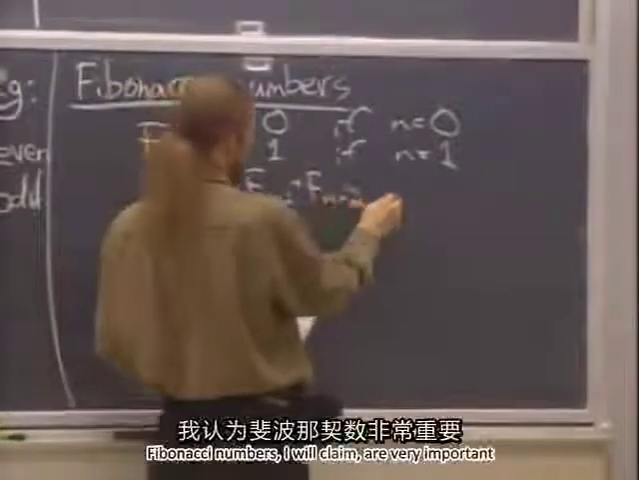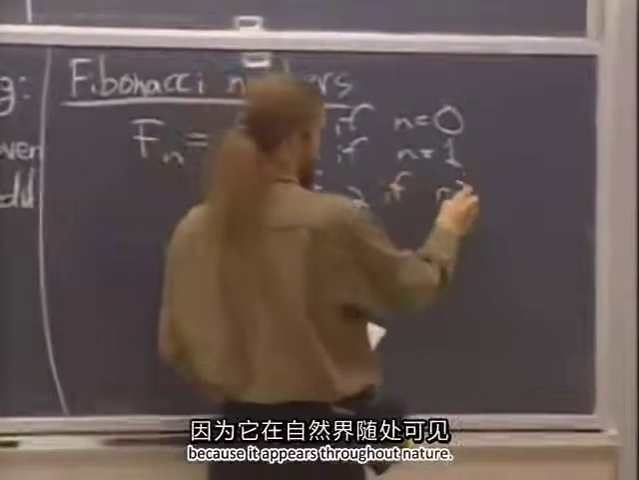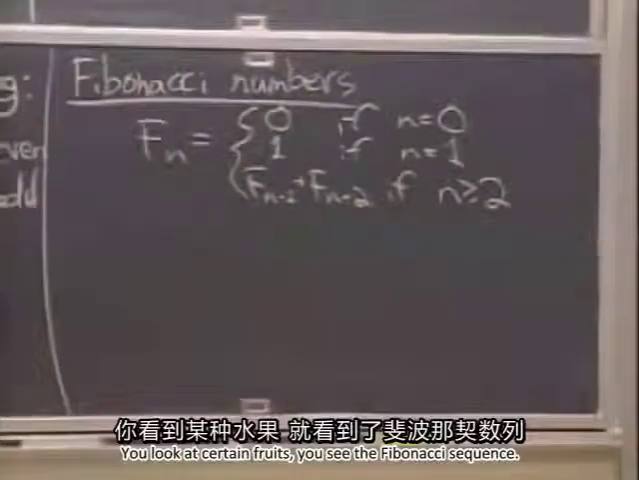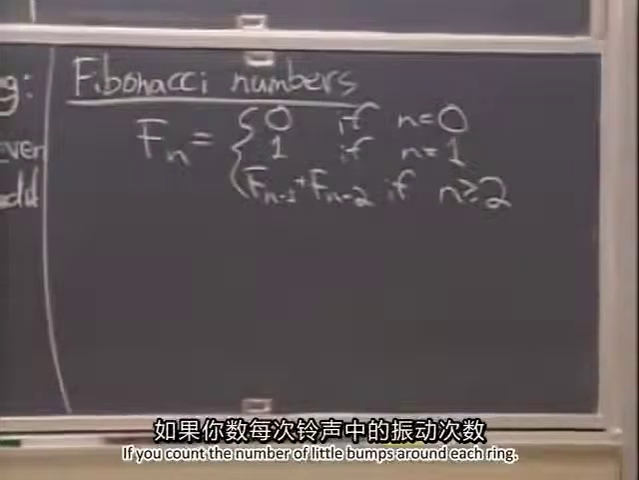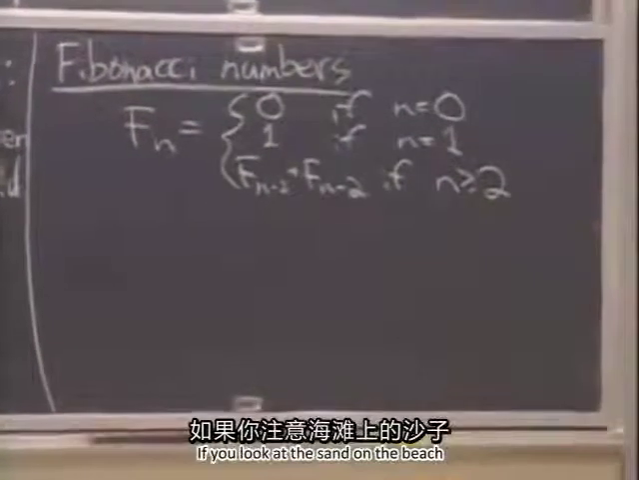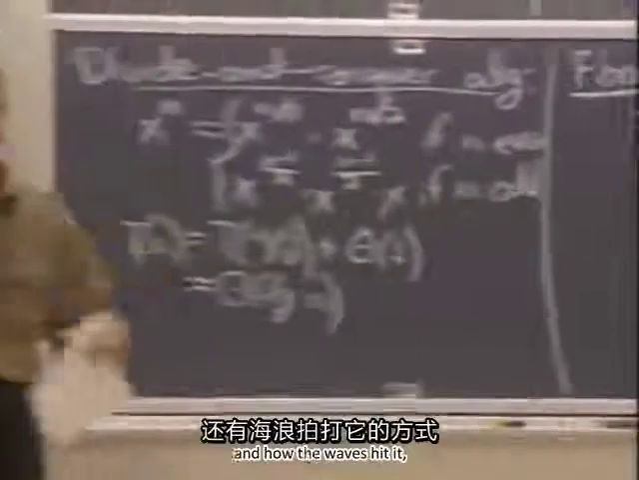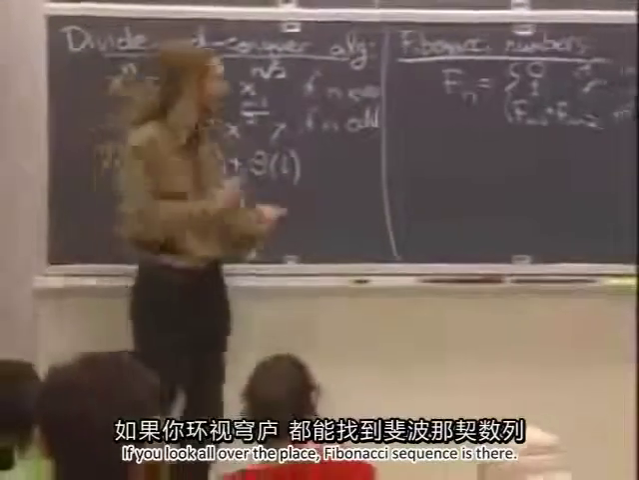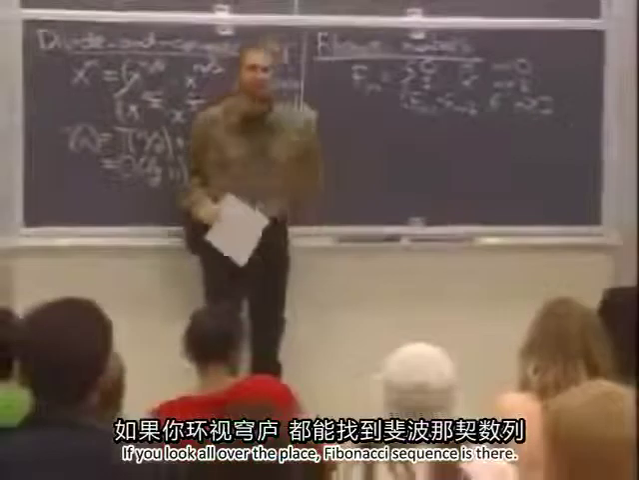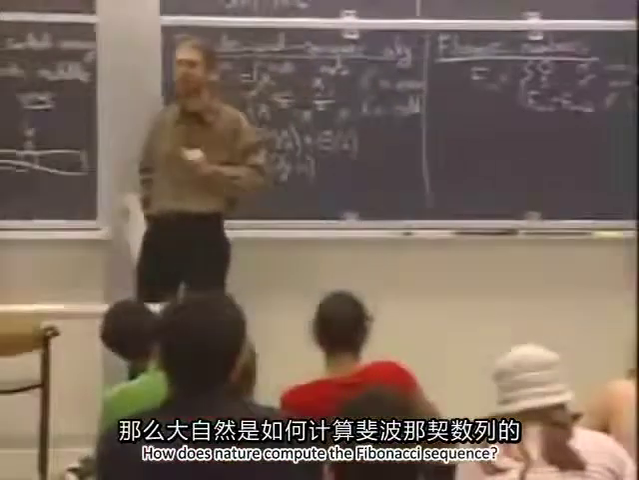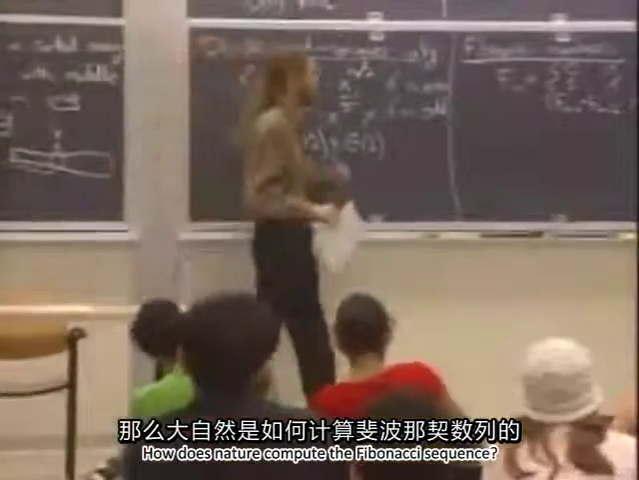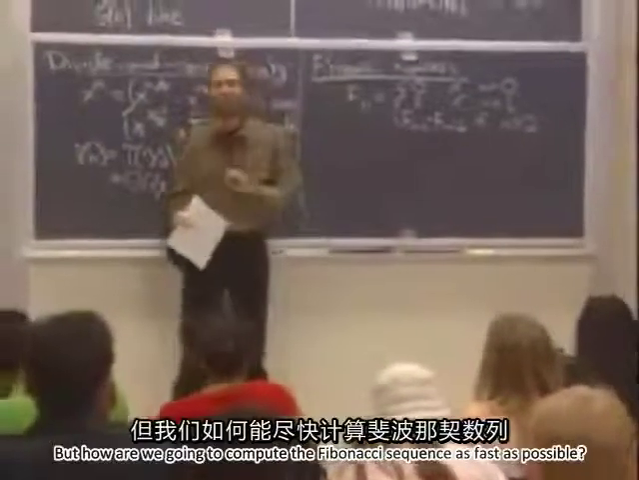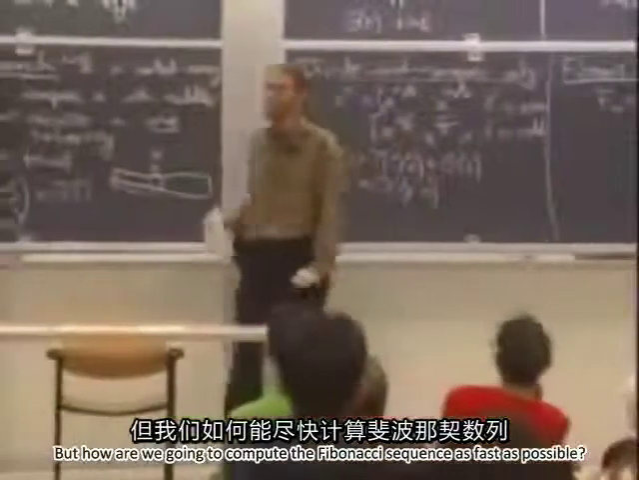So Fibonacci numbers, I will claim, are very important because they appear throughout nature. You look at certain fruits, you see the Fibonacci sequence if you count the number of little bumps around each ring. If you look at the sand on the beach and how the waves hit it, it's a Fibonacci sequence, I'm told. You look all over the place, the Fibonacci sequence is there. So how does nature compute the Fibonacci sequence? Well, that's a different class, but how are we going to compute the Fibonacci sequence as fast as possible?